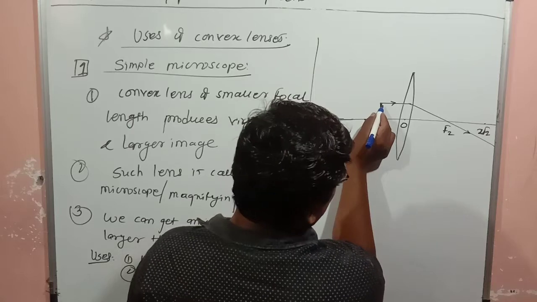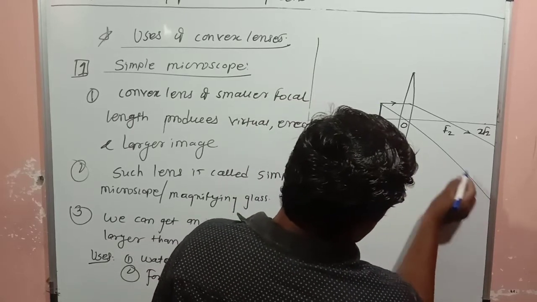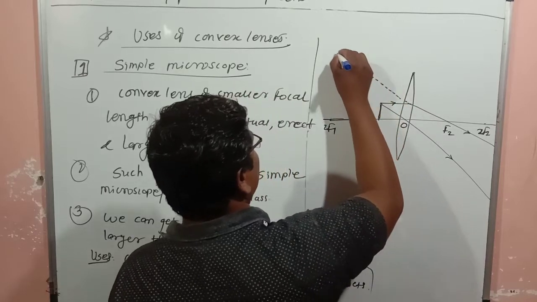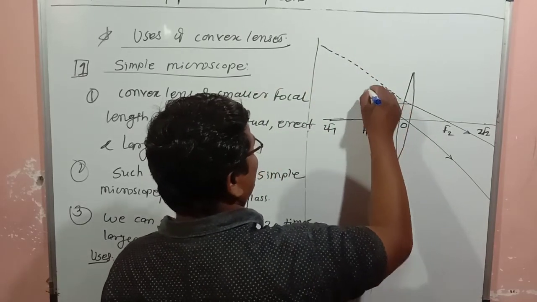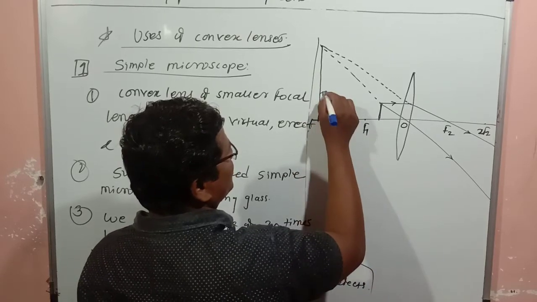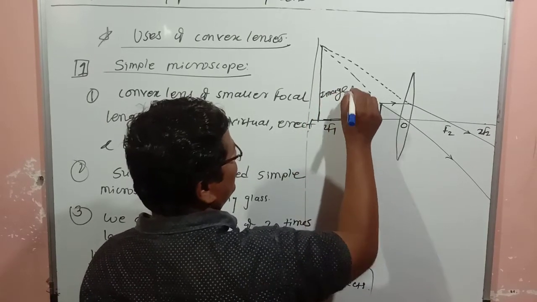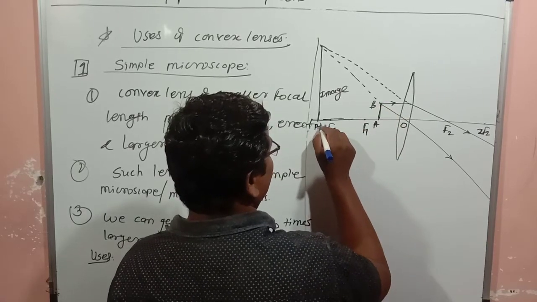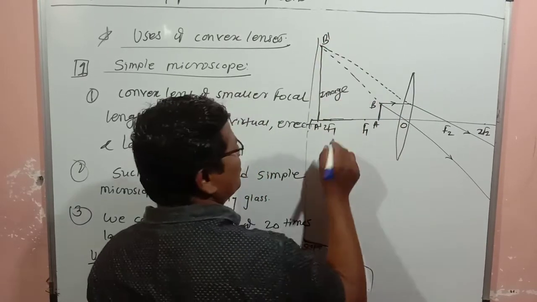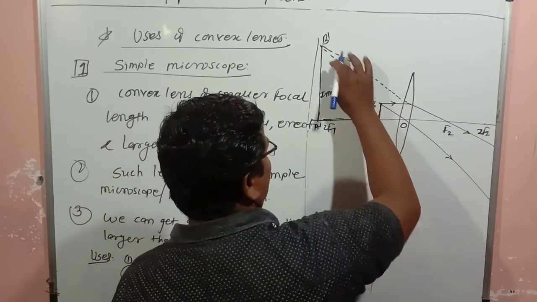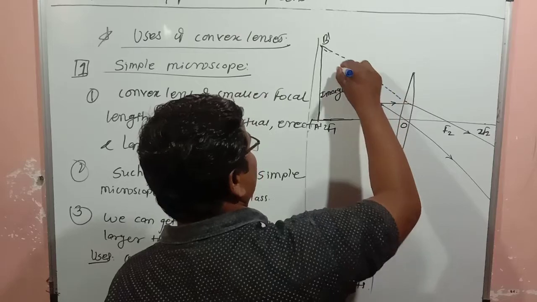Another light ray passing through the optical center goes straight. If you extend these two light rays backward, they will meet at a single point, and this will be the image. Suppose AB is the object, then A dash B dash will be the image. You can draw it like this, with a scale, so it comes out straight.